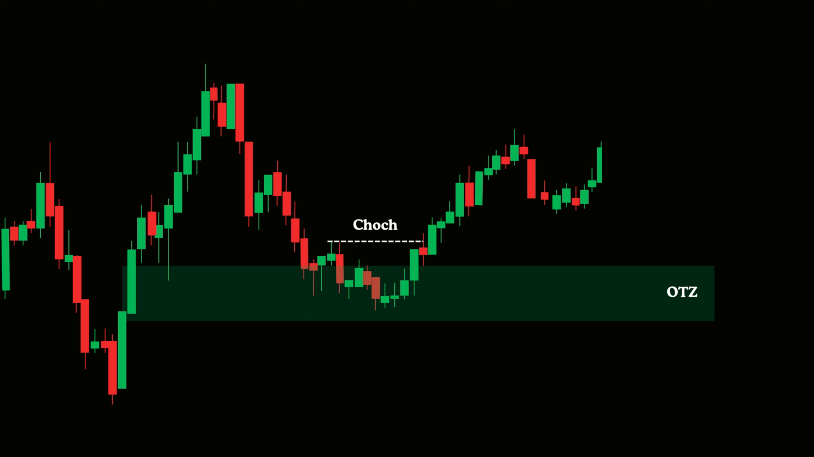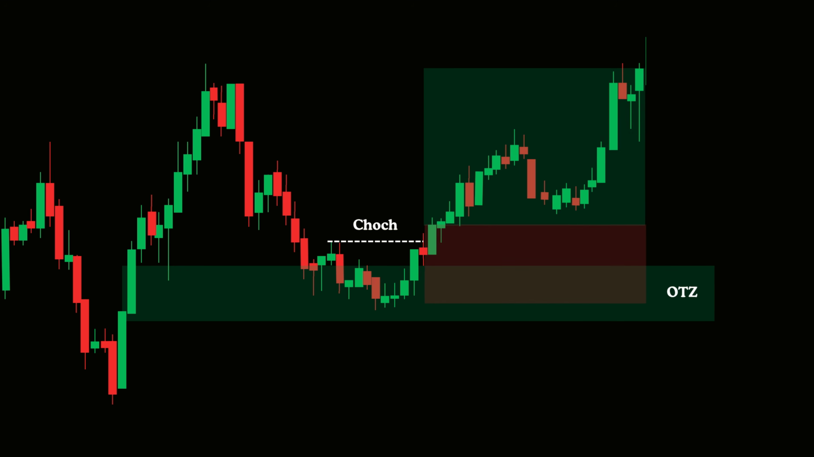You can also strengthen this setup further by integrating additional price action tools, like fair value gaps, liquidity sweeps, chart patterns, or candlestick signals, to validate the entry even more.